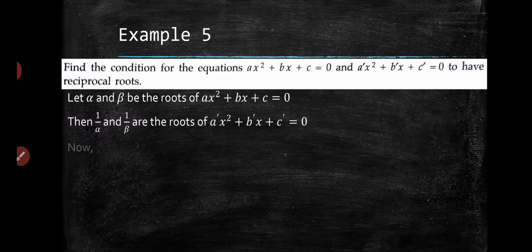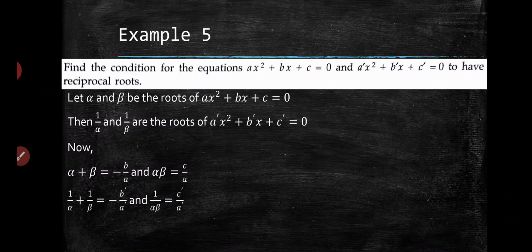So from here let me find out what is the sum of the roots and product of the roots. So for the first equation, sum of the roots is alpha plus beta, that is minus b by a, and product is c by a. And similarly for the second equation, the sum of the roots is minus b dash by a dash and product is c dash by a dash. So now let us establish the relationship between a, b, c and a dash, b dash, c dash.